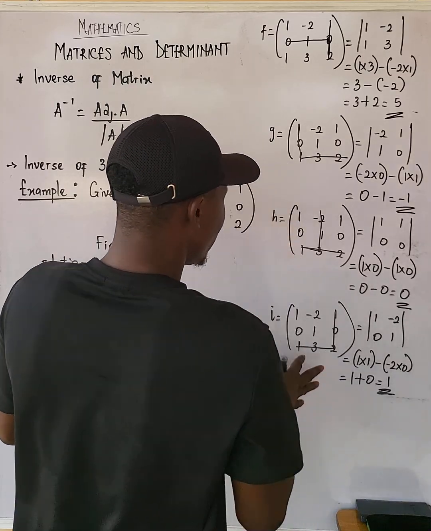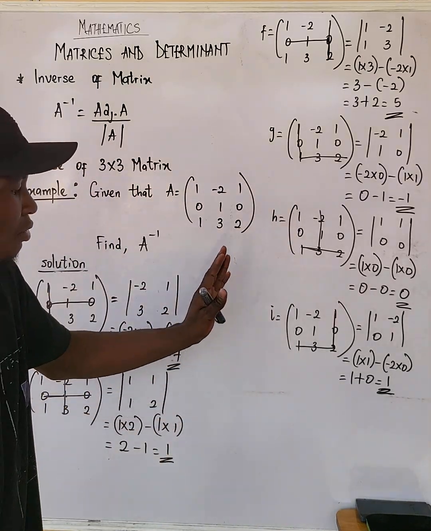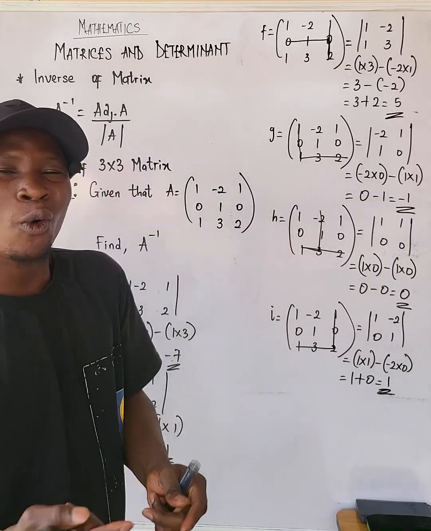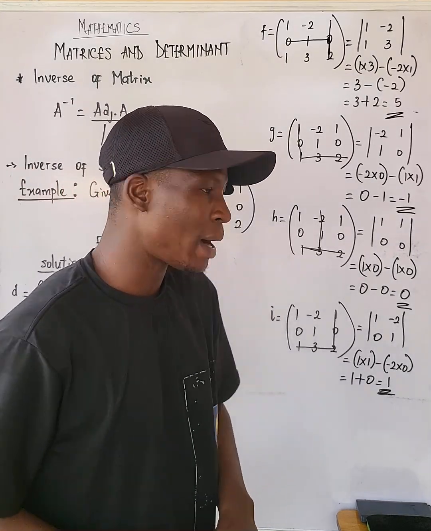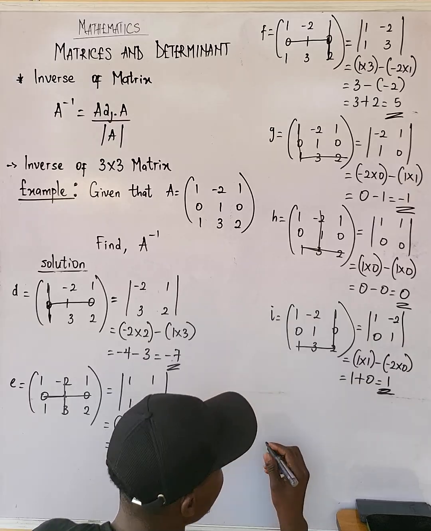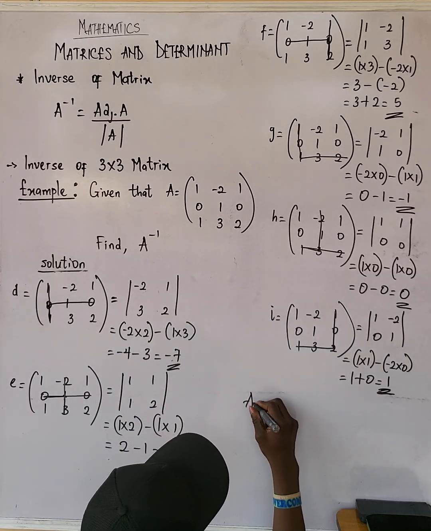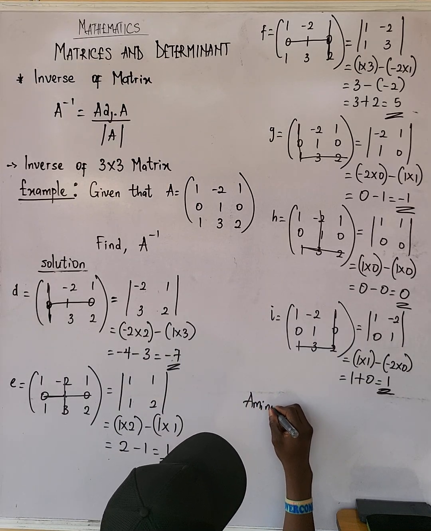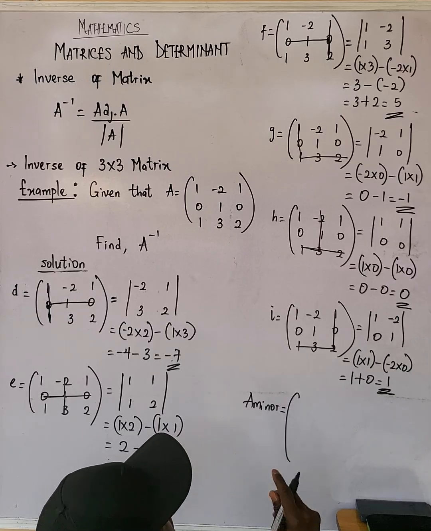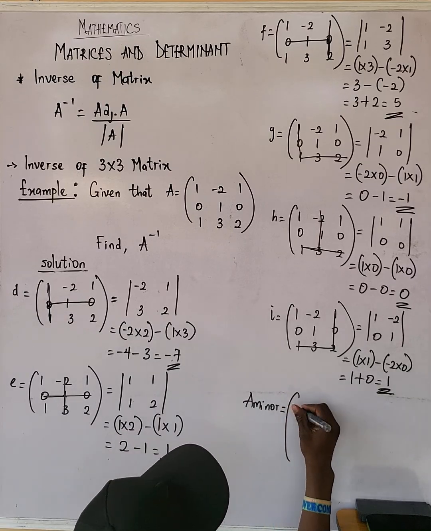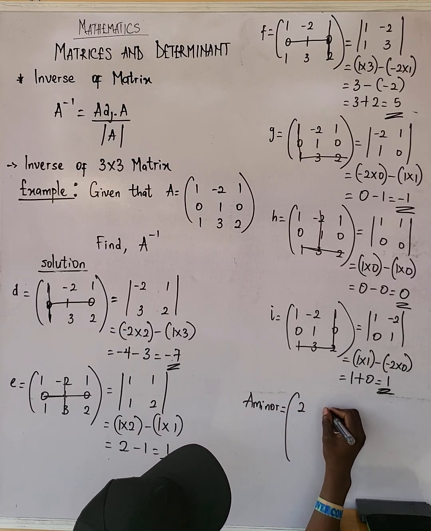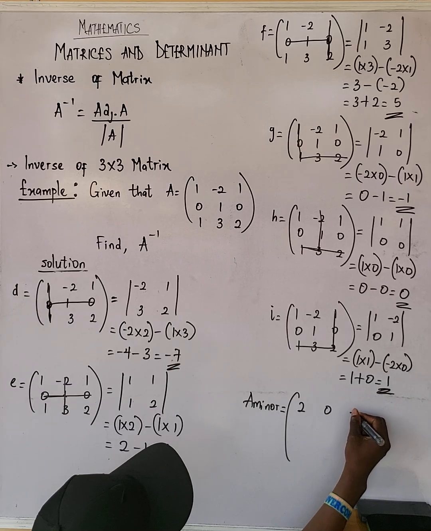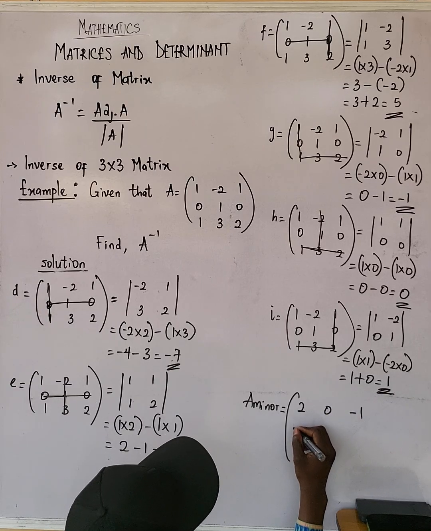So now we've gotten all the A, B, C, D, E, F, G, H, I. Then you now go back and return it inside the A minor. We'll now say our A minor will be represented with A, B, C, D. So what's the answer for A? The answer for A is 2. The answer for B is 0. The answer for C is minus 1. The answer for D is minus 7.